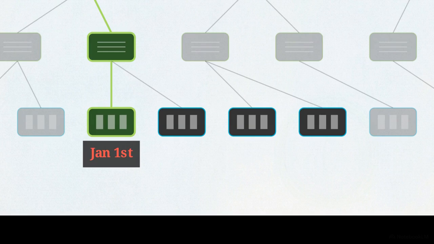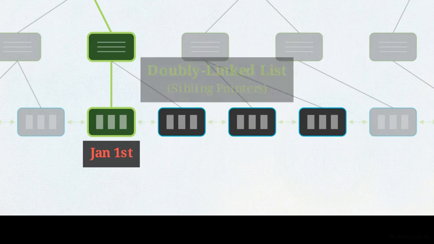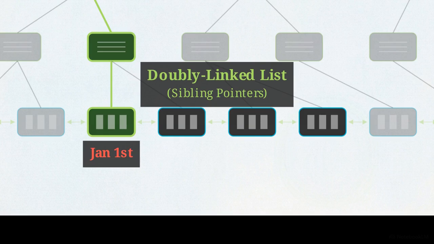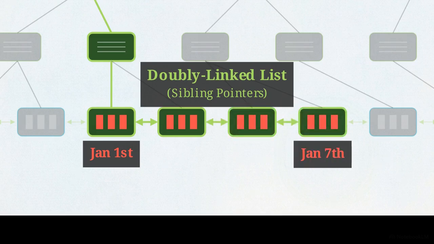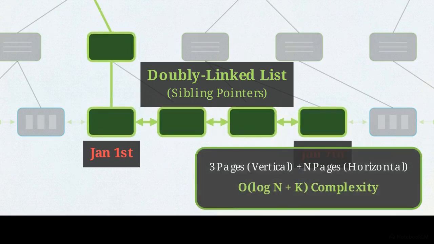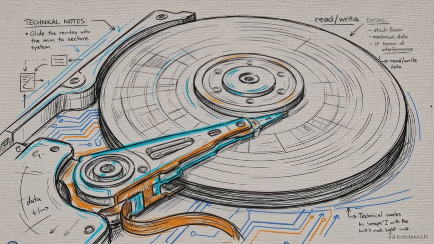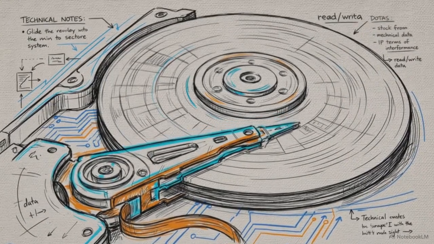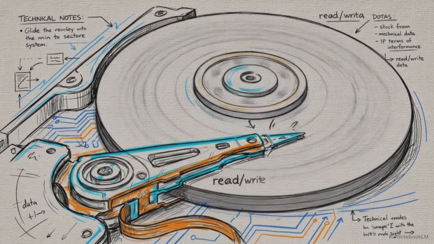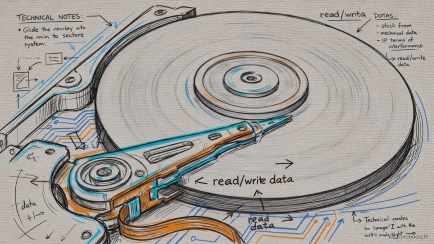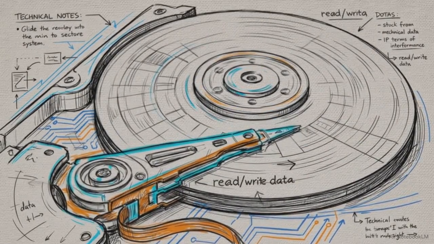Here is how it grabs the rest of the week. These leaf pages are connected horizontally by a 2-way pathway called a doubly linked list. Once the database finds the starting date, it stops moving vertically and simply walks sideways from page to page until it hits January 7th. This horizontal walk lets the hardware read continuous blocks of data straight off the disk, turning a complex search into a simple linear scan.